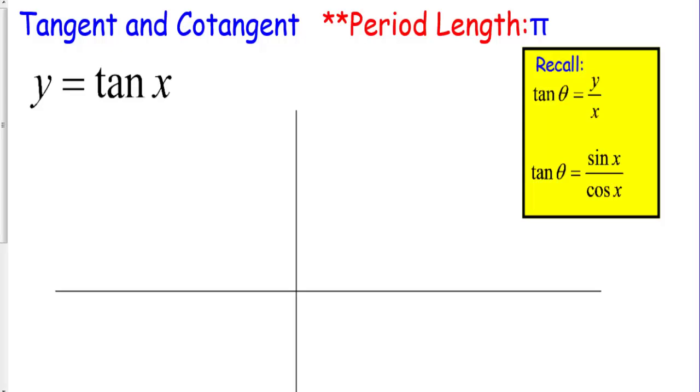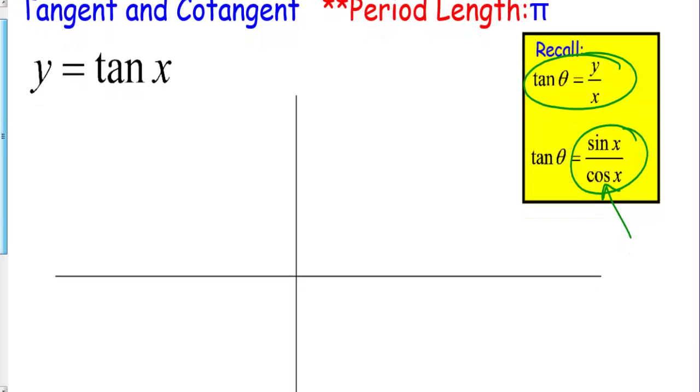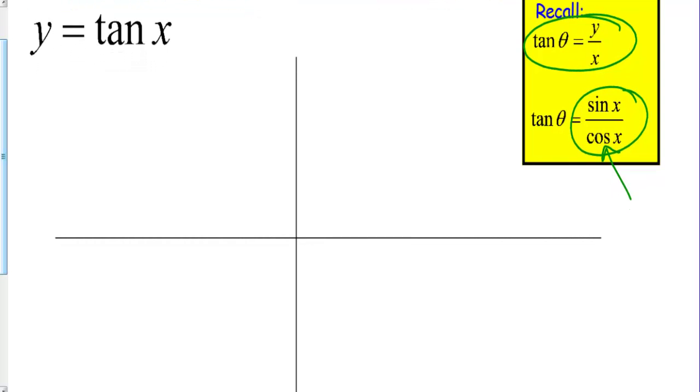Tangent and cotangent. The period length is now pi instead of 2 pi. So tangent repeats itself every pi. And we're going to note that tangent is y over x or sine over cosine. Now we have these vertical asymptotes where the denominator is 0. So in order to graph tangent, we're really going to graph cosine, and then we'll just alter it the way we need to alter it.